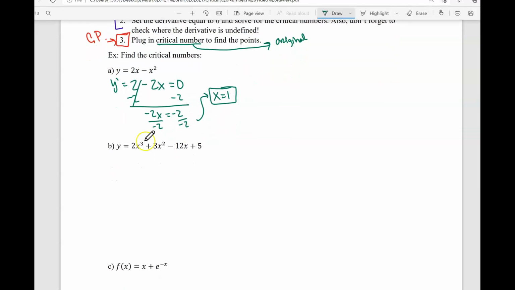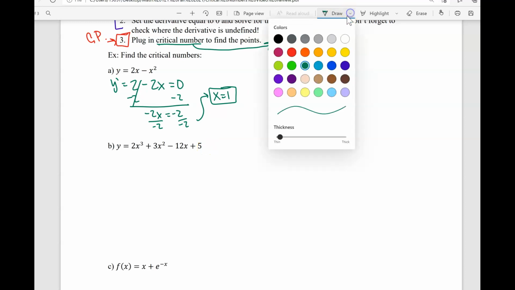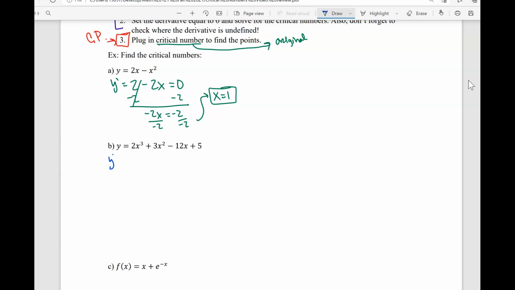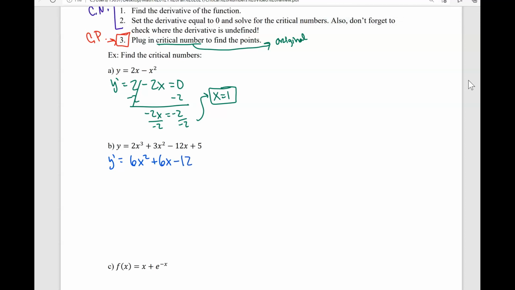So we have y equals 2x cubed plus 3x squared minus 12x plus 5. Let's go ahead and take the derivative. So y prime is going to give me 6x squared plus 6x minus 12. And what I'm going to do is set this guy equal to 0. Notice I can take out a 6: x squared plus x minus 2.